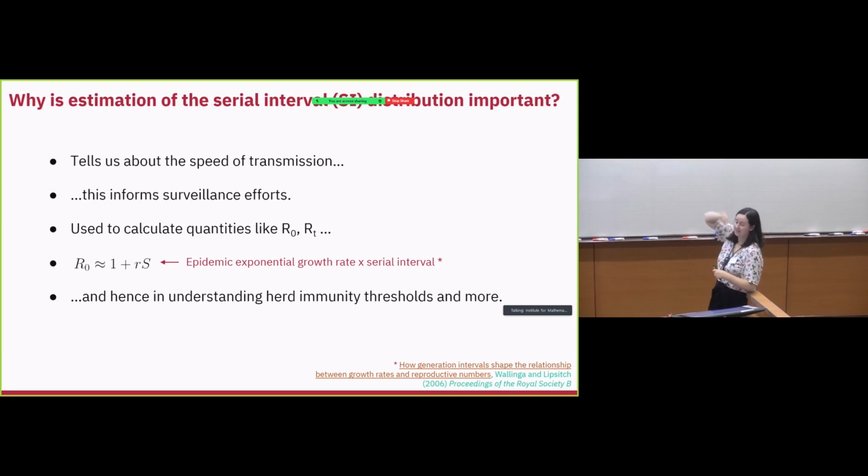One of the classic ways of calculating R0, from Wallinga and Lipsitch in 2006, is that R0 is approximately equal to 1 plus the exponential growth rate multiplied by the serial interval. So obviously, if we want an accurate estimate there, then we need to understand what the serial interval is. Hence the serial interval gets used in all kinds of downstream epidemiological estimates that use reproduction numbers, like herd immunity thresholds and so on.